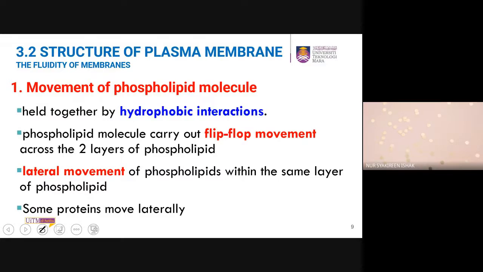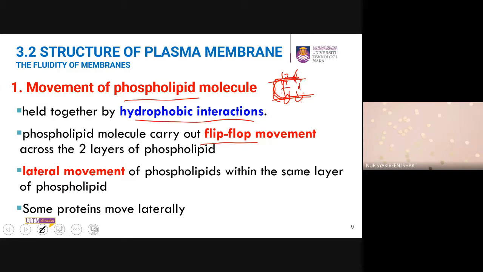So the first one, movement of phospholipid molecule. They are held together by hydrophobic interactions, the phospholipid molecules in the phospholipid bilayer, because the core of the plasma membrane consists of the tails of the phospholipid molecules that interact with one another through hydrophobic interaction. And then the phospholipid molecule carries out flip-flop movement across the two layers of the phospholipid. So flip-flop, one phospholipid molecule on the top can swap place with the phospholipid molecule at the bottom layer. They swap places. That is flip-flop.